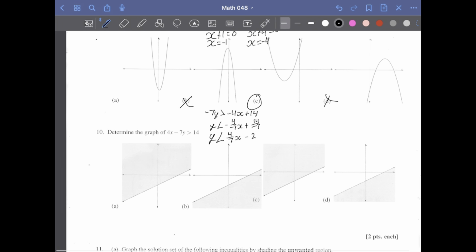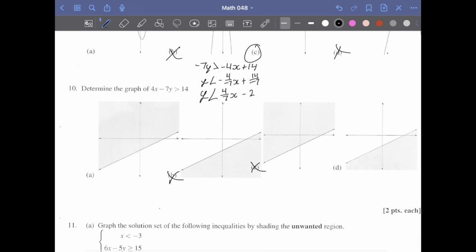So now, right off the bat, we're looking at our inequality sign. Our inequality sign is less than, so our line would be dotted. It wouldn't be solid like these two. So these two are automatically not our answer.